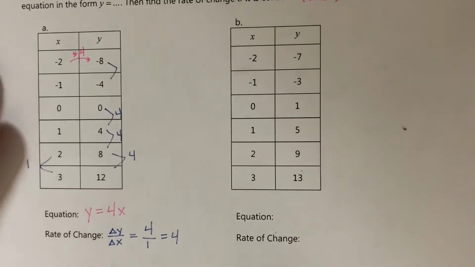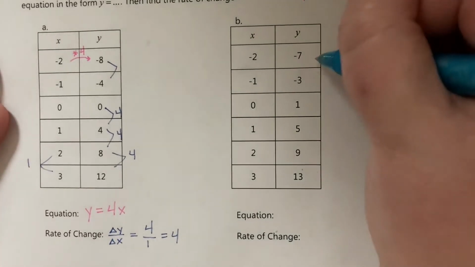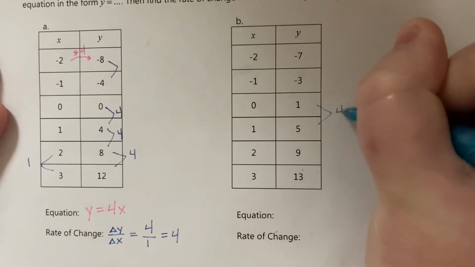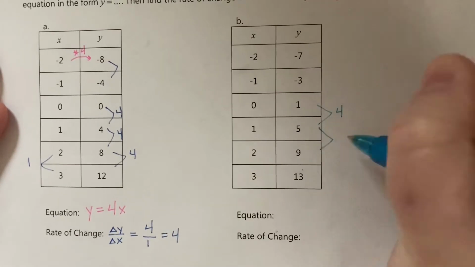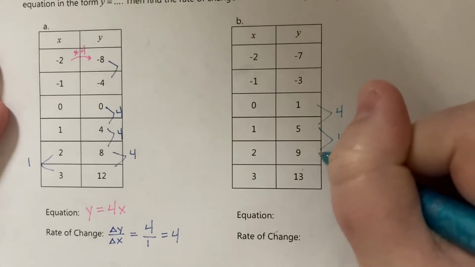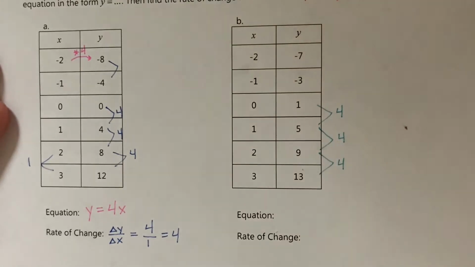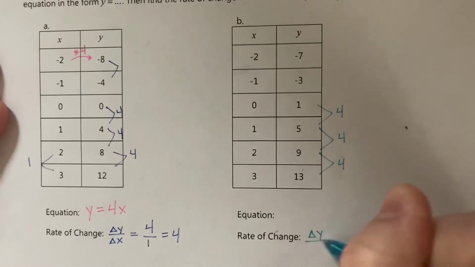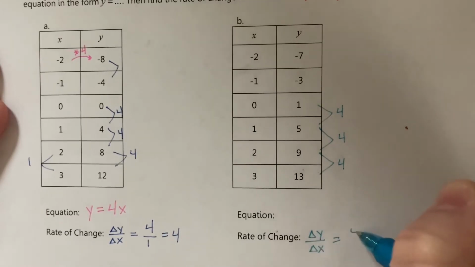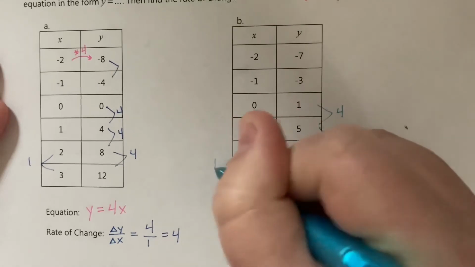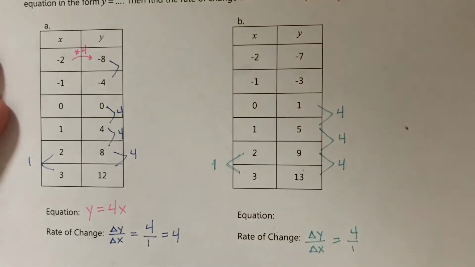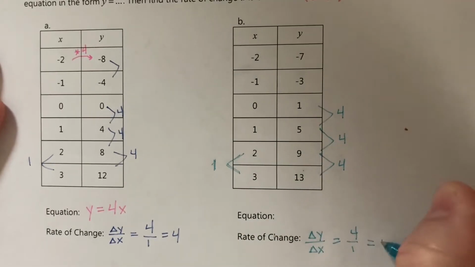So let's start with the rate of change, actually. Let's see if that's constant. And again, I like to skip to positives. 1 to 5, it increased by 4. 5 to 9, it increased by 4. 9 to 13, increased by 4. So it looks like the rate of change is that the Y's increased by 4, while the X's went up 1. Remember, it's always that comparison of how the Y's go up versus how the X's go up. So this rate of change is again 4.